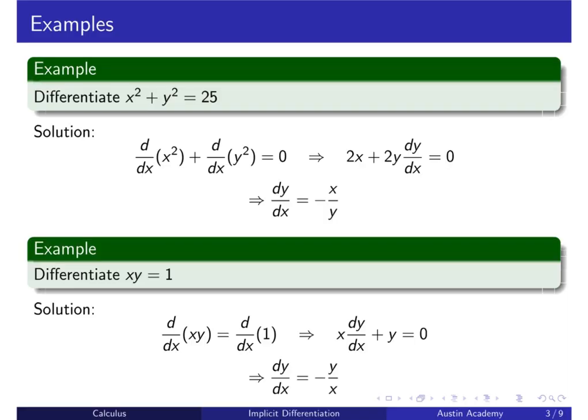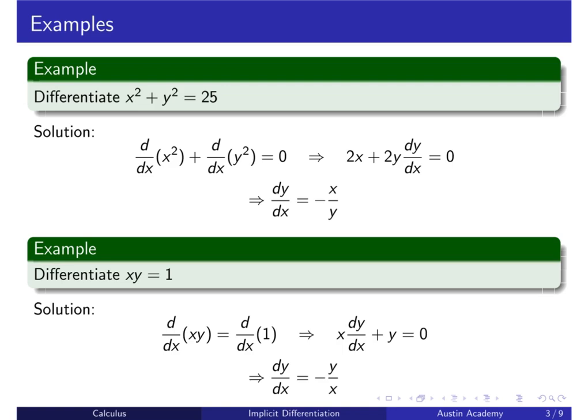Basic example. Let's differentiate x squared plus y squared equals 25. The derivative of x squared is 2x. The derivative of y squared is 2y times dy/dx. So we get 2x plus 2y times dy/dx equals 0. Solving for dy/dx, dy/dx equals negative x over y.